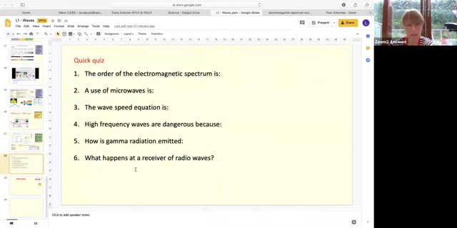So that's the gamma, and what happens at the receiver of radio waves. The key language is that the alternating current is oscillating at the same frequency as the radio waves. That would potentially be a 2 to 3 mark question, using that key language.